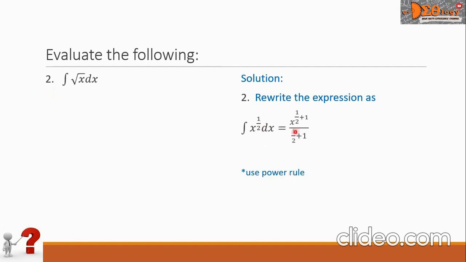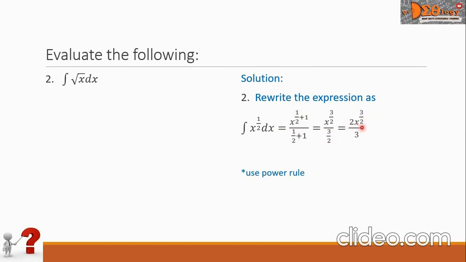So we have now x raised to 1/2 plus 1 all over the denominator, which is 1/2 plus 1. The 1/2 plus 1 is equal to 3 over 2. So we have now x raised to the power 3 over 2 all over 3 over 2. We can simplify our denominator here by flipping it up. So we have now 2x raised to 3 over 2 all over 3.